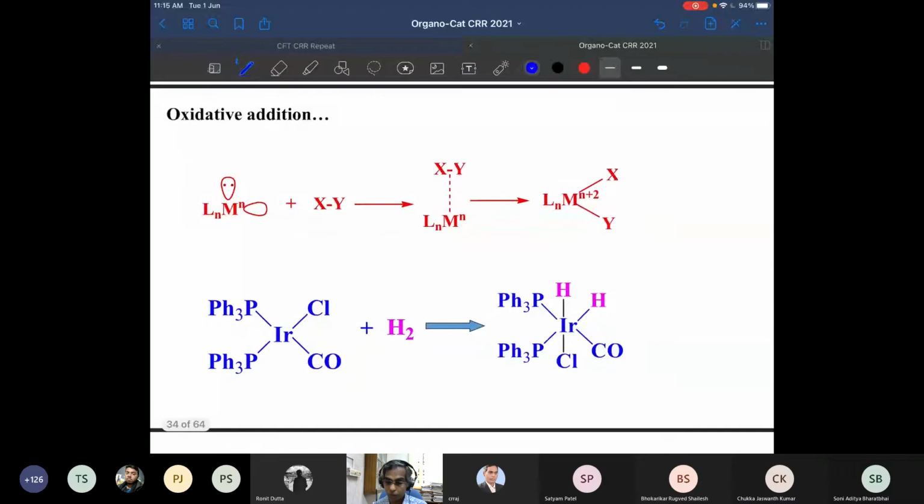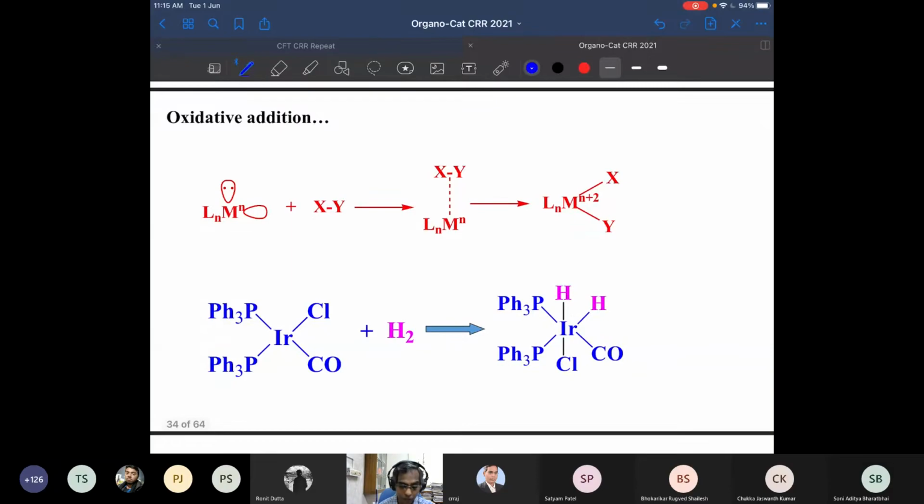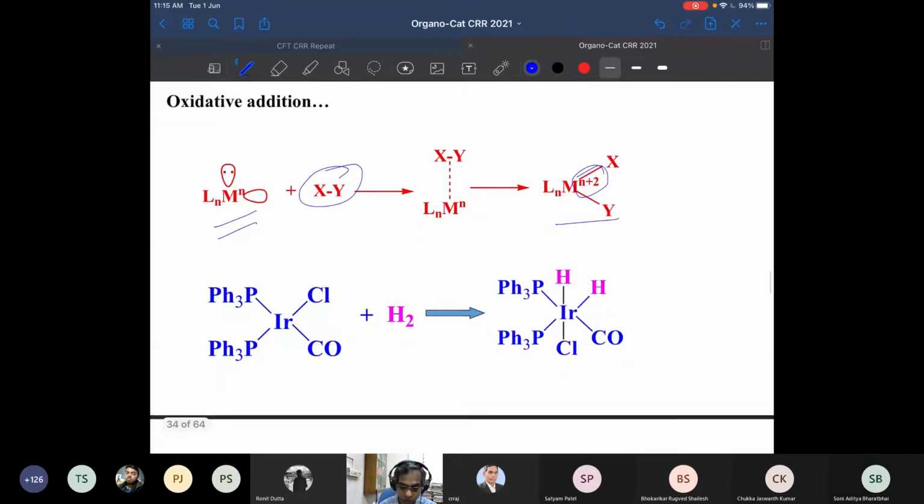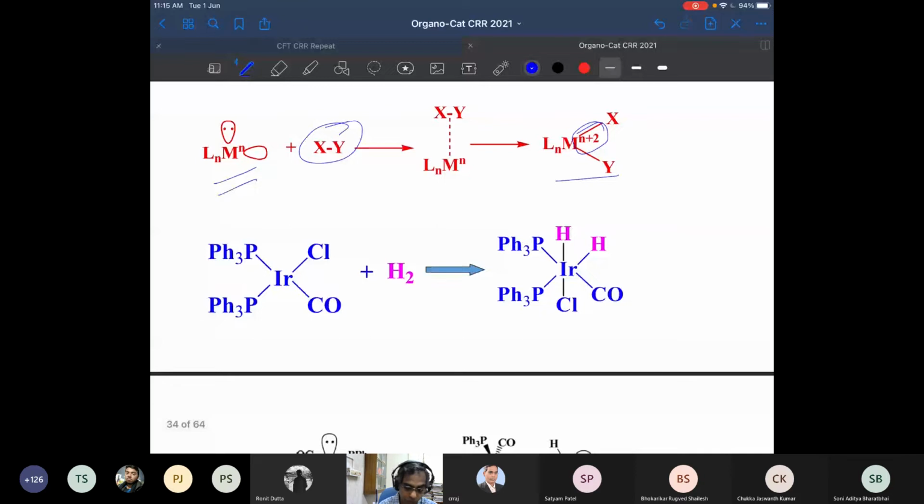Let me give an example. Here is the incoming ligand, XY, and here I have a metal, the homogeneous catalyst. It coordinates here, and now it goes to M n plus 2. A typical example is iridium, bis(triphenylphosphine), chloro, carbonyl. The incoming ligand is hydrogen, which oxidatively adds. As a result, the oxidation state increases by 2. That is what happened. This is a simple step.